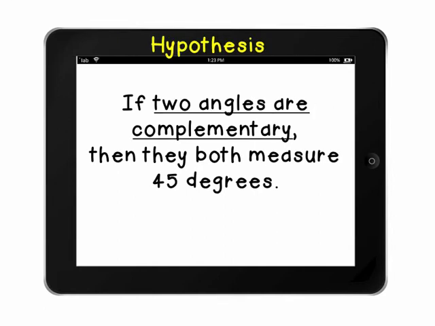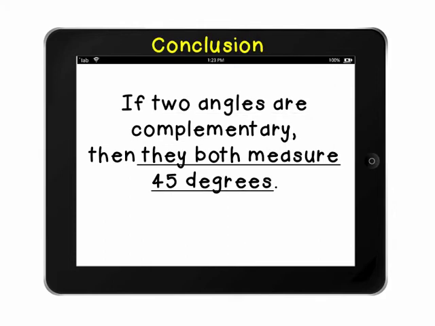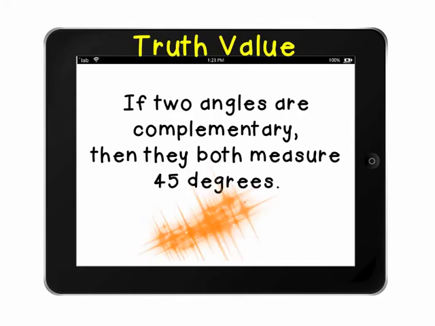All right, my hypothesis is true. There's no reason why two angles could not be complementary, right? But is my conclusion true? Or could I find a counterexample? I believe the truth value of this statement is false because I can think of two angles which add together to equal 90 degrees, but which are not 45 and 45, like 80 degrees and 10 degrees, or 60 degrees and 30 degrees. That's why the statement is false, because I found a counterexample.